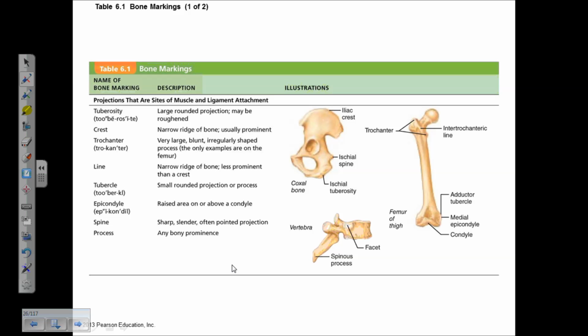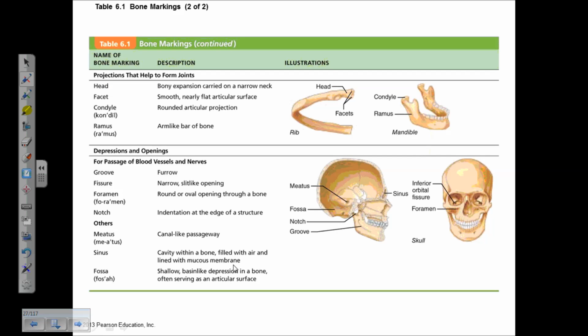Epicondyle, the raised area over the condyle, which is right here. And the process, pretty much any prominence. Those are going to be spinal processes. Those are going to be transverse processes of the vertebrae.